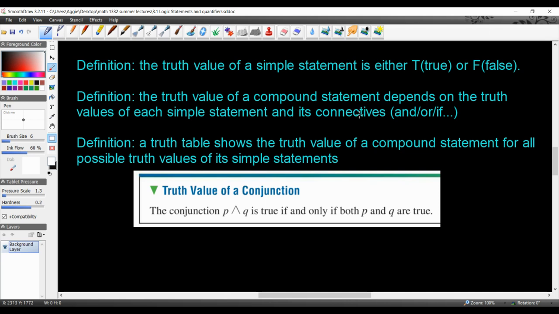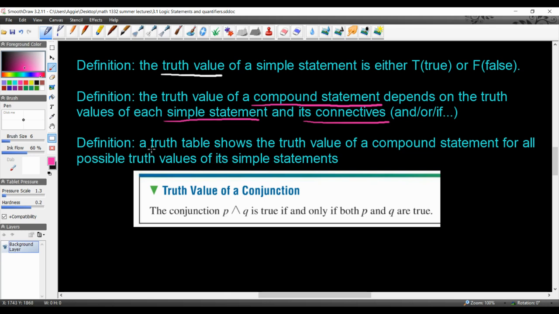Now we're going to talk a little about true or false. We have this thing called the truth value. The truth value of a simple statement is either one or the other, true or false. The truth value of a compound statement is a little different. A compound statement is two or more statements. It depends on the truth values of each simple statement and its connectives. If one is true and the other is not, it depends on the connector between them to conclude whether the whole thing is true or false.